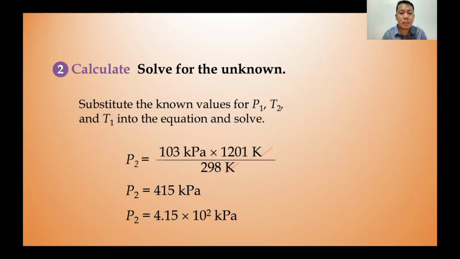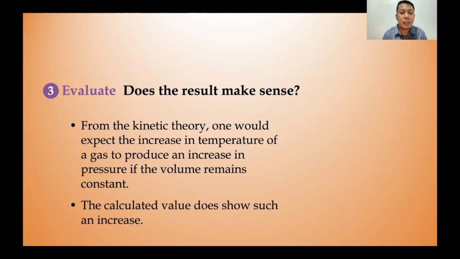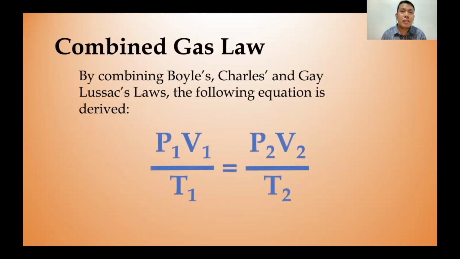Then substitute into the formula. So you have here 4.15 times 10 to the positive 2 kilopascal or 415 kilopascal. And then evaluate. So expect that an increase in temperature of a gas produces an increase in pressure if the volume remains constant. So with that, let us continue with combined gas law.